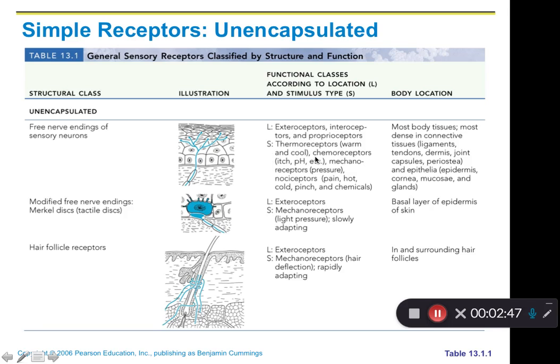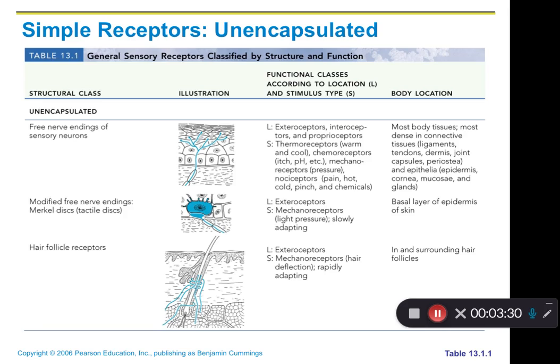They can also detect the concentration variation of chemicals, so this is also called chemoreceptors. For example, they can detect the pH level, the proton. If the solution is acidic, that means this solution has a high concentration of protons. So the free nerve ending receptors can detect the concentration of the proton.